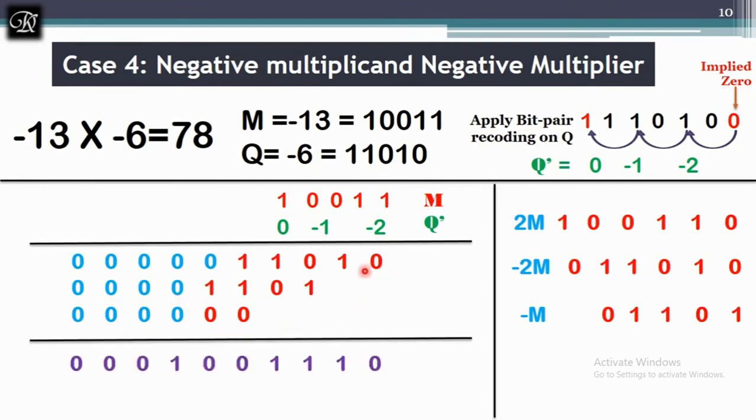The final product will be 0, 1, 1, 1, 1, 1 is 1, 0, it's 0 here, 1 is carry, and 1 is 1, 0, 1 is here, 1 is carry, carry is written here, and the rest all will be 0. This is positive 78 with negative multiplicand and negative multiplier in the bit pair extended Booth algorithm.